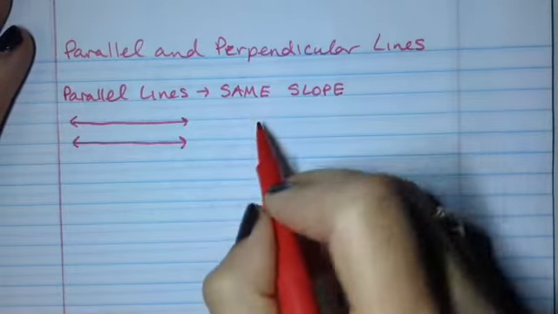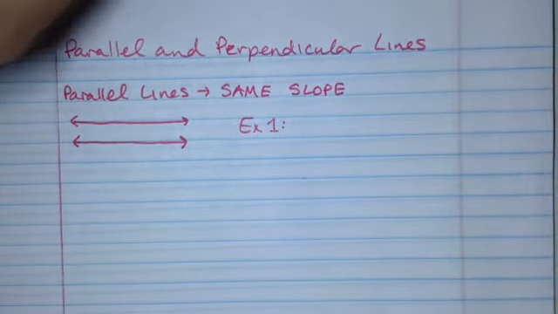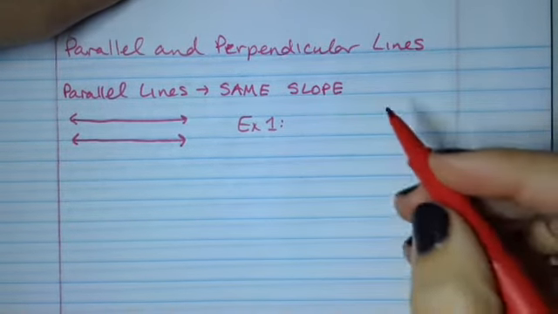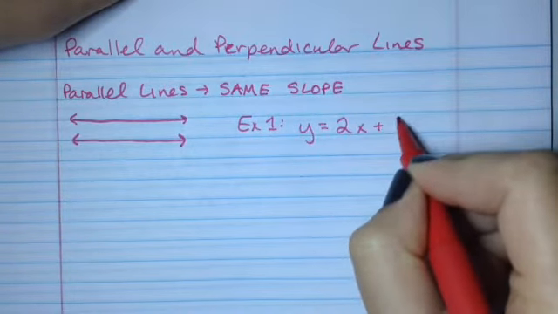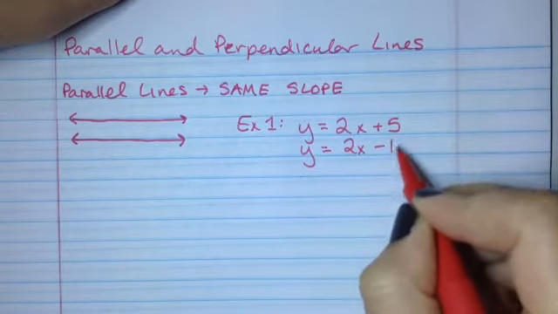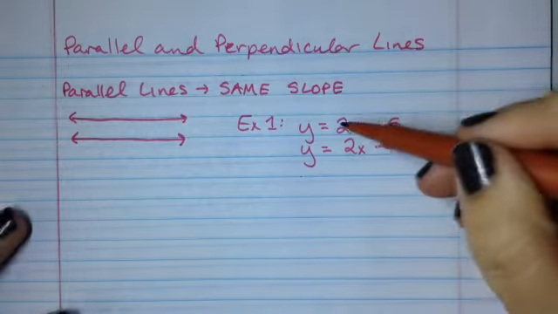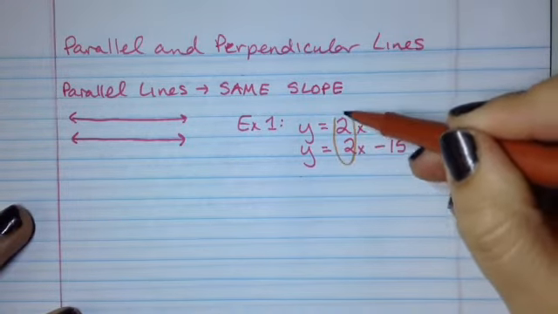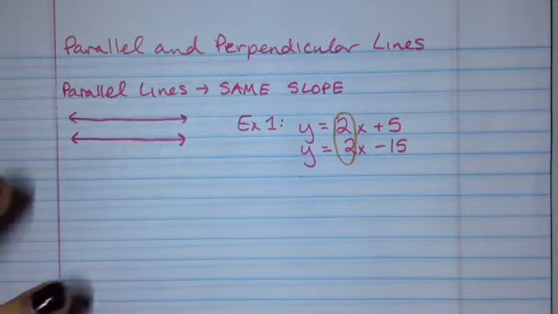Okay, an example of two lines that have the same slope are the following equations. This is y equals 2x plus 5 and y equals 2x minus 15. Now if you notice, both of these lines have a slope of 2, because that's my m in y equals mx plus b, so we would be able to say that they are parallel lines.